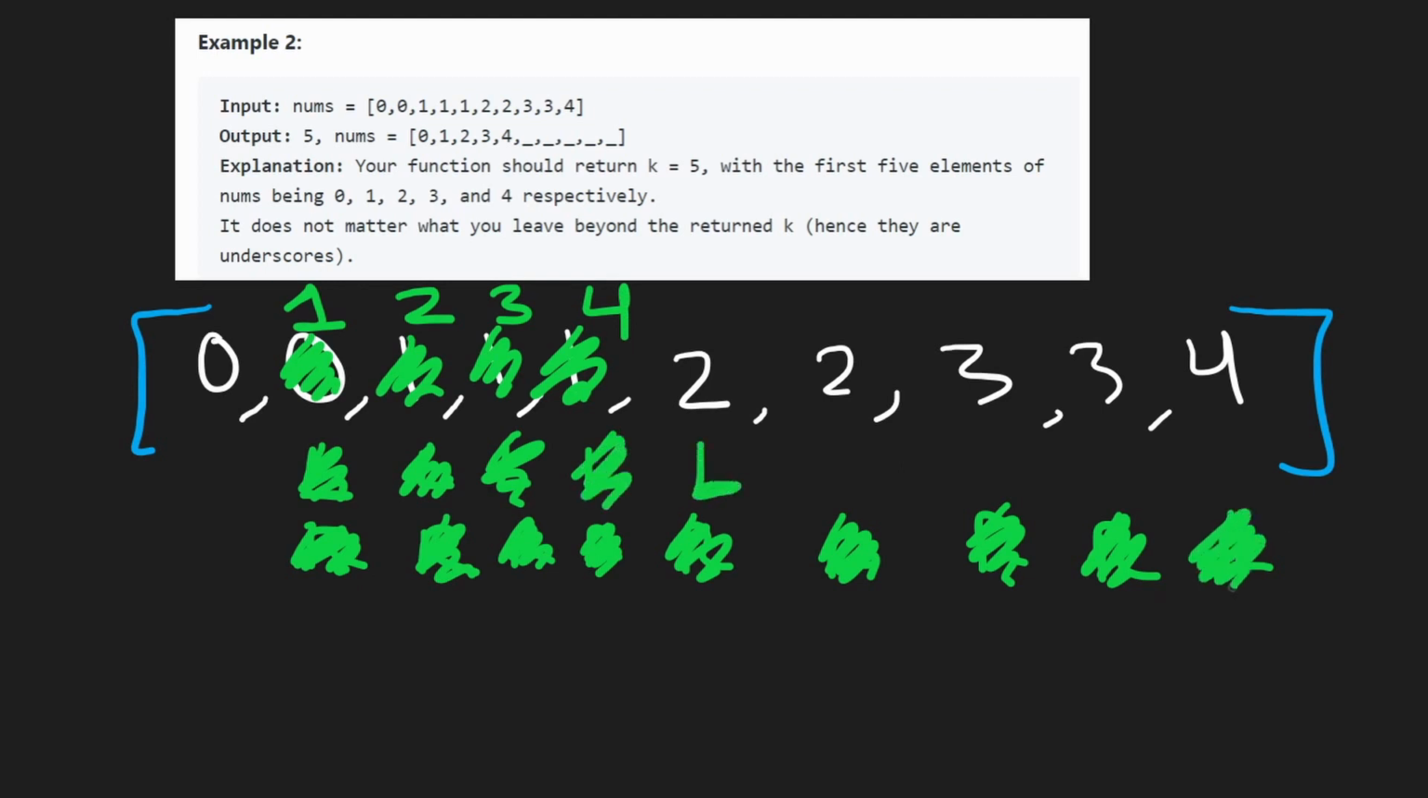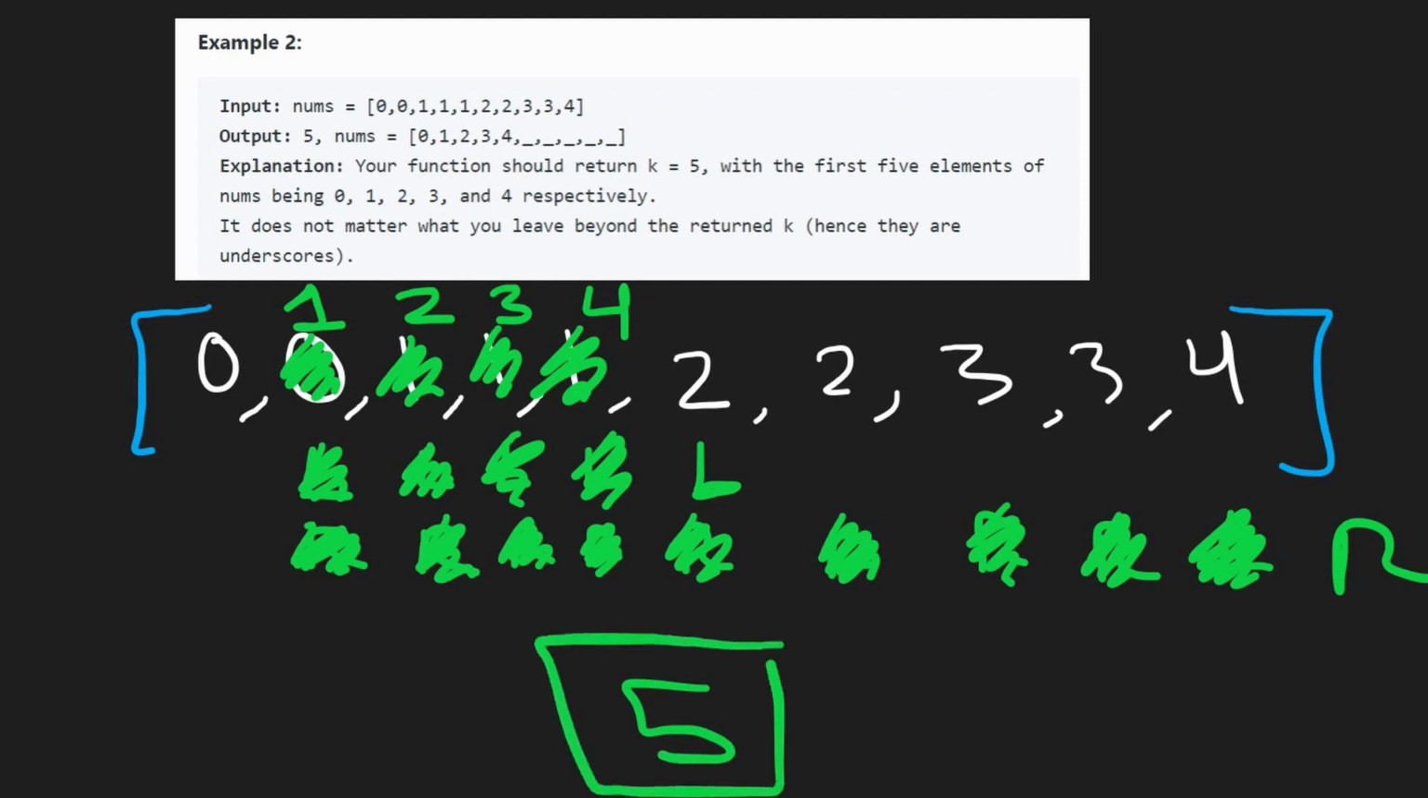Let's also increment right. Now we went out of bounds, right? So since we're out of bounds, of course we know we can stop the loop. So what are we going to return now? What is our left index pointing at? What's the value of left? Left is at index 5, right? So we're going to return 5, just like the output wants us to do.